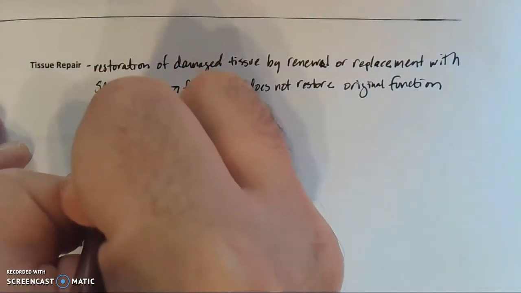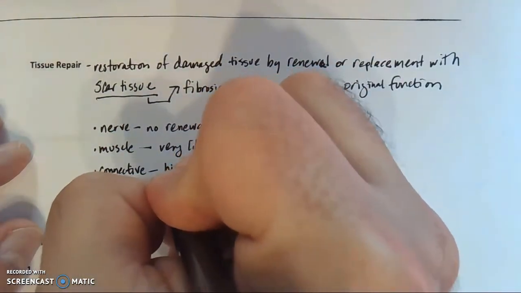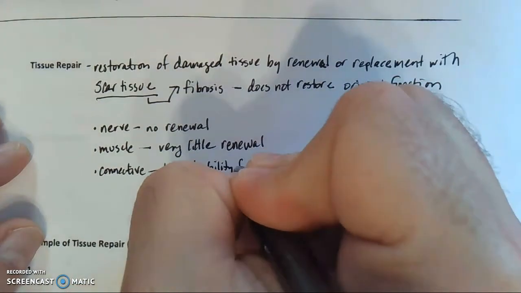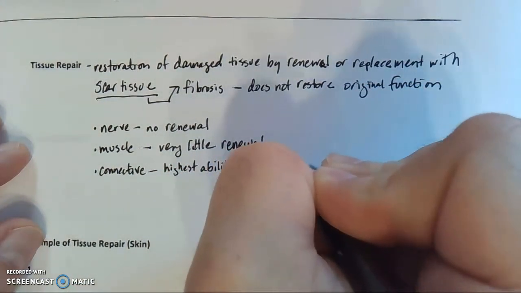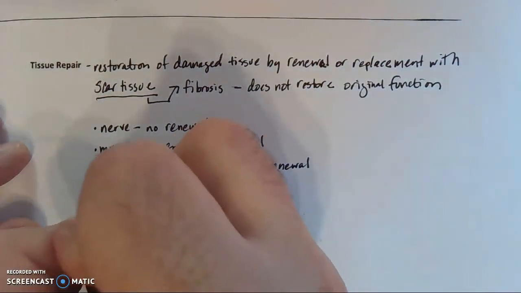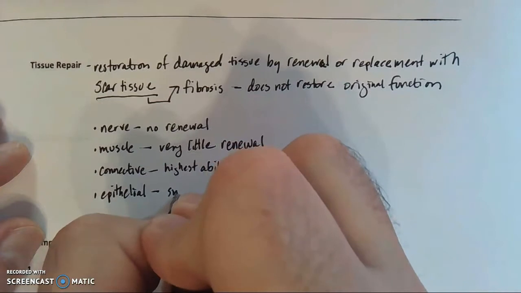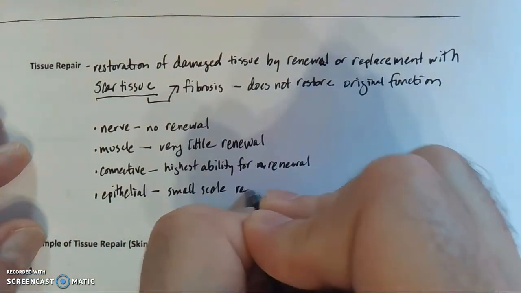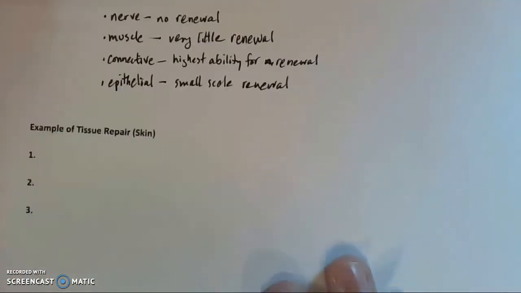Connective tissue, because there are very few cells, this one has the highest ability for renewal. And epithelial has small scale renewal. So let's look at skin.